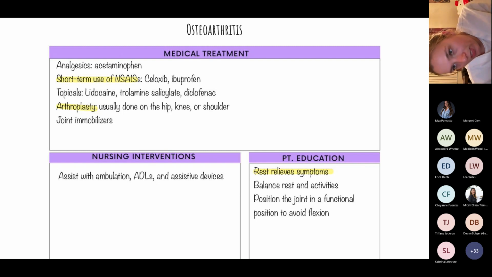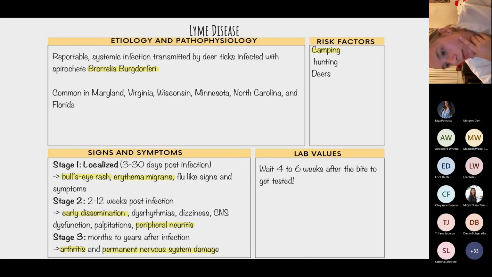But when these patients are experiencing lots of pain, we want them to rest, okay, and keep that joint in a functional position. And just review some of your arthroplasty considerations, like your hip abductor pillows, all the sorts. So go ahead and review that.